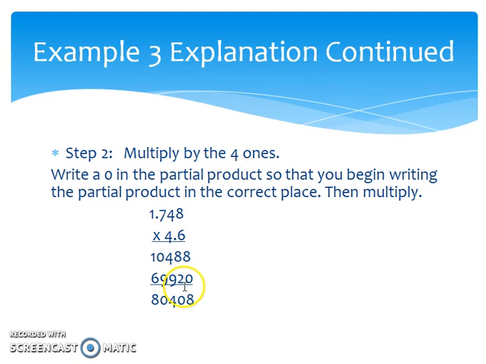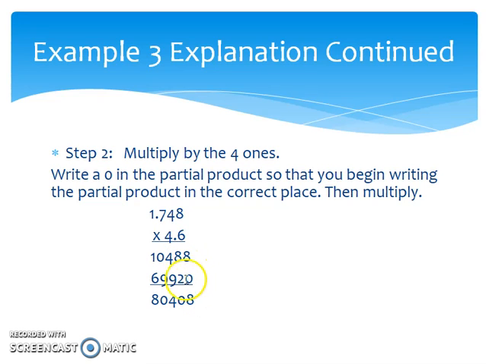4 times 8. 4 times 8 is 32. I'm going to put my 2 down here, regroup my 3. 4 times 4 is 16, plus 3 is 19, so I'm going to put my 9 down here and regroup my 1. 7 times 4 is 28, plus 1 is 29, so I'm going to bring my 9 down and regroup my 2. 4 times 1 is 4, plus 2 is 6, so I'm going to bring my 6 down. And now we're ready to add our 2 numbers together.